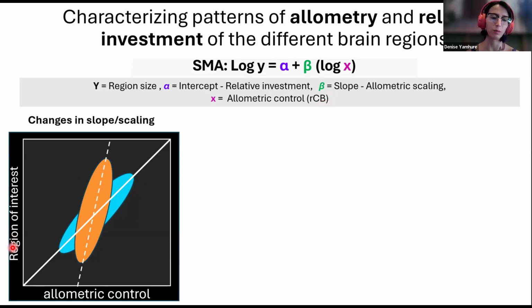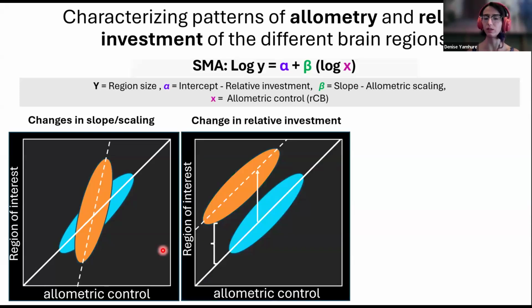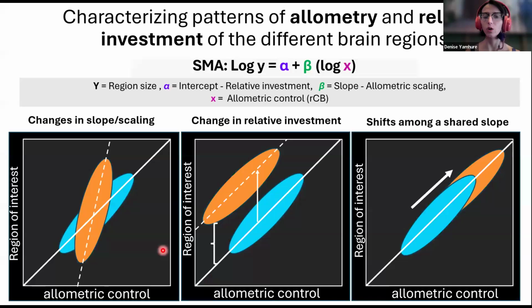So the first case that we have would be a change in slope, meaning that either males or females are scaling a specific area of the brain differently to the other sex. We can also have changes in the relative investment, which means that the regressions fall into the same category, but one is investing more by having a higher intercept in that regression line, or we can just have shifts along the shared slope, which means that they're relatively investing the same way. Just as things get bigger, all the brain gets bigger.